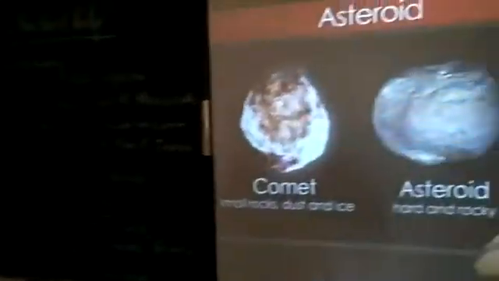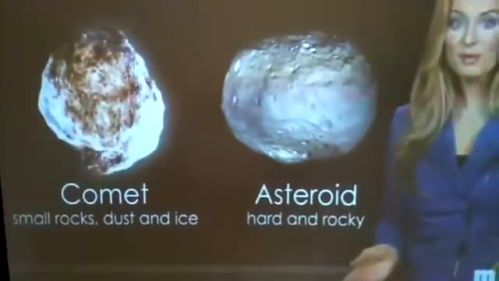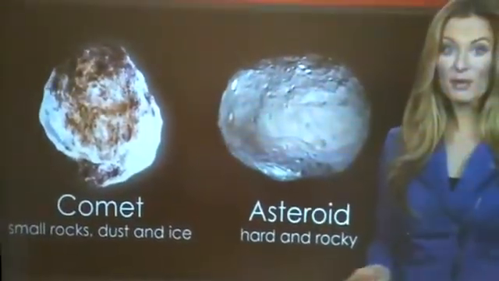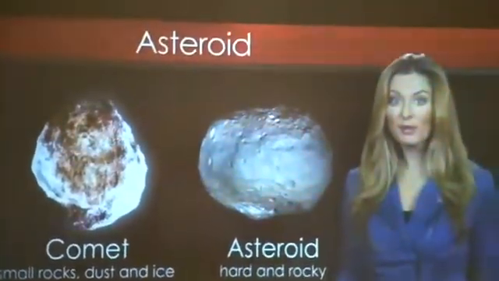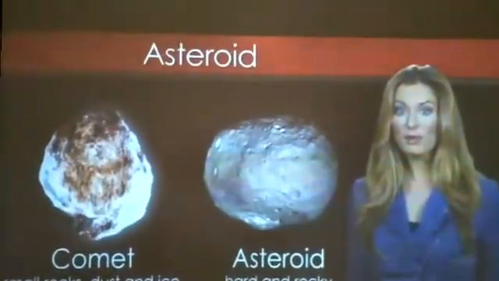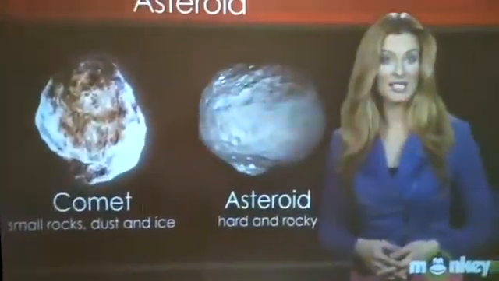So here is a difference between comet and asteroid. So comets are small rocky dust and ice particles, whereas asteroids are hard and rocky particles or celestial bodies. Small rocks, dust and ice.